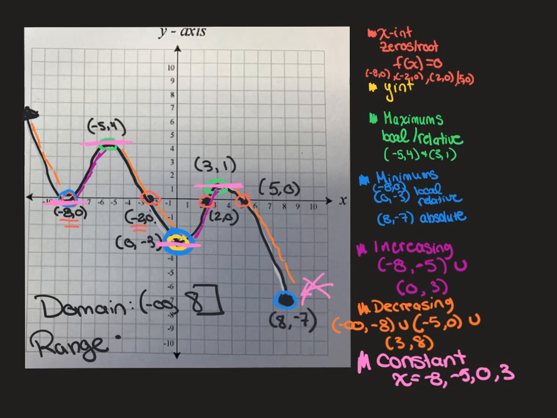For my range, we're going to go from the bottom of the graph to the top. So I'm going to do a bracket because I touch the -7 value, and then I go up forever. So my range is up into infinity. So this goes on the inside of your folder, but where there was the big blank space, because now that you have all these definitions, now you have a visual image to look at what these things actually appear to be on a graph.